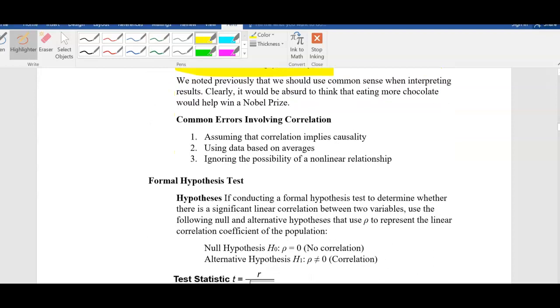All right, errors. Correlation implies causation. We know better. You cannot do this. The other one is you cannot use data based on averages. Averages do not work in a correlation. It has to be exact data. And you ignore the possibility of nonlinear. So you did not do your visual test, and you did not look at whether it cannot be a linear thing. So all those three things, you need to avoid these. We want to avoid that these happen.